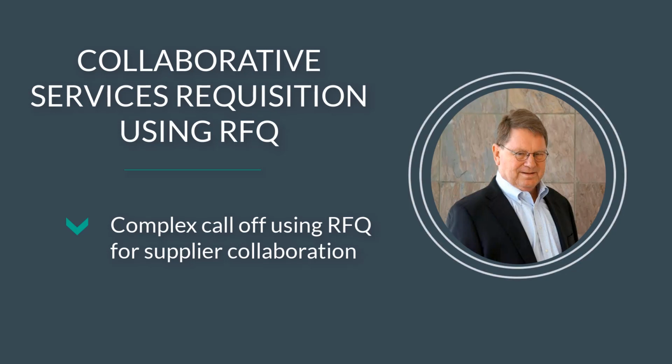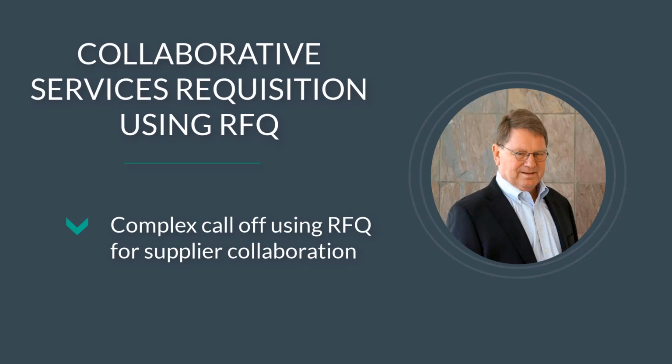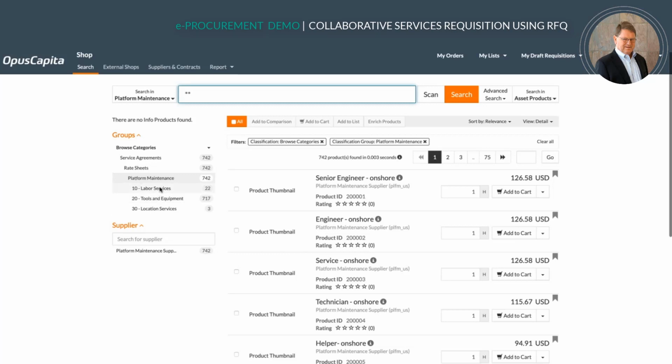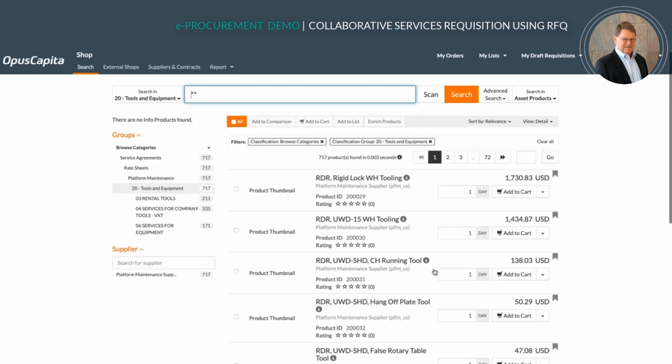So again, we're using a simple services form. Remember, we discussed the rate sheets, and the rate sheet here you can see from the platform maintenance guy, there is a series of labor services, tools and equipment, etc., that make ordering complicated. You can see the nature of the descriptions. They're highly specialized, and frankly, only the supplier really knows the use of those items.